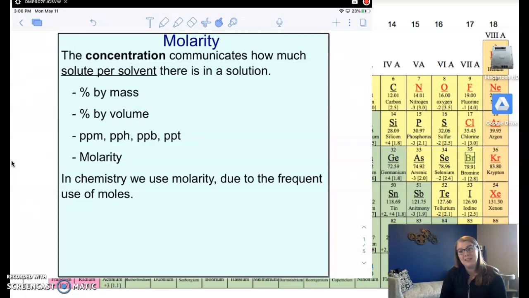Okay, so how much solute is in there now that it's actually in there? Like if you just find a solution, how do you know how much stuff they put in there? Okay, molarity is a way to do that. There's actually a ton of ways to measure concentration. Percent by mass, percent by volume.